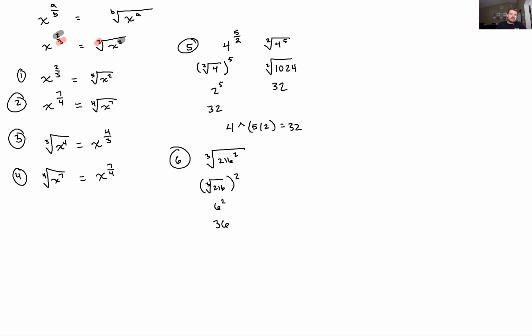So it can be written as a fractional exponent, or it can be written out in the expanded form, but that's essentially your assignment. You're asked to evaluate the expressions, or like we did in 1 through 4, convert between the two forms.